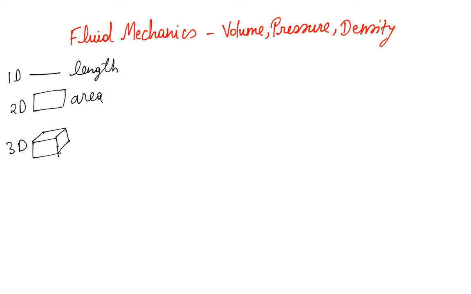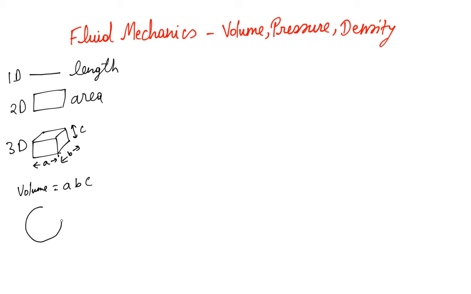For example, volume of a cuboid. This is a cuboid, and let's say it has a length A, a width B, and let's say the height is C. So volume of this is going to be A times B times C.